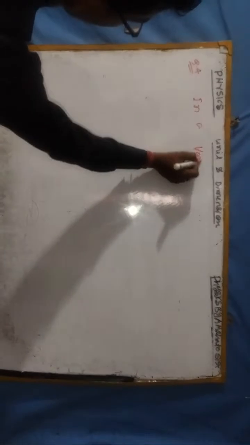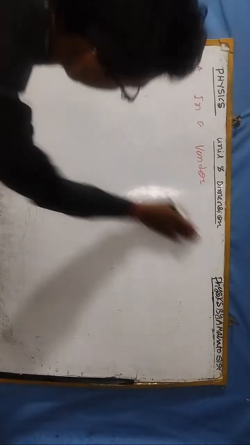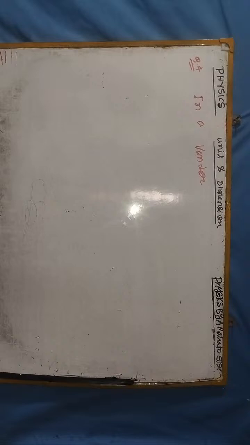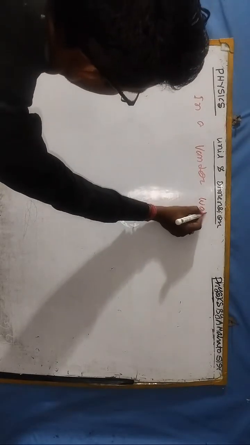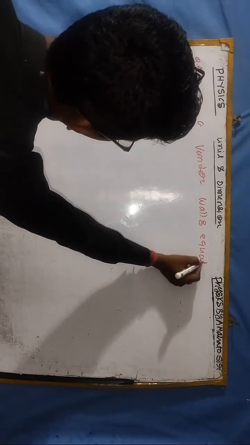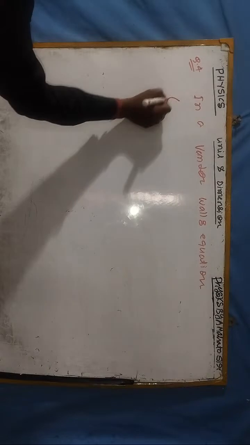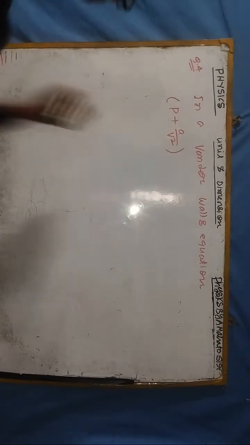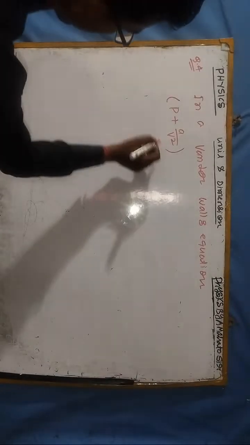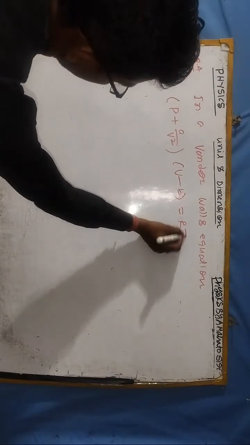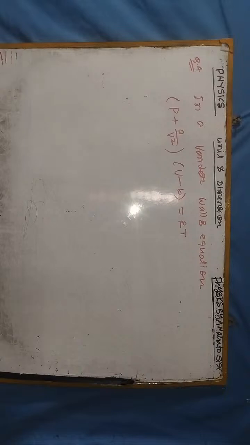In the next problem, in a van der Waals equation, p plus a by v square, times v minus b, equals rt.